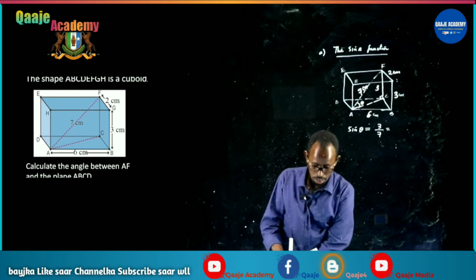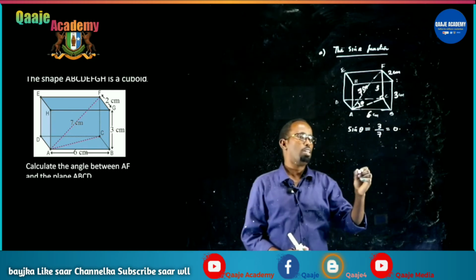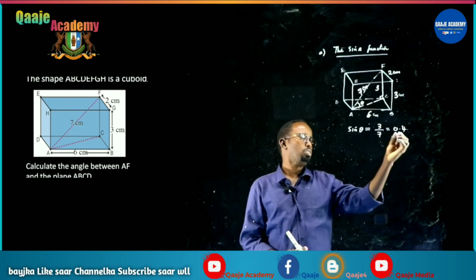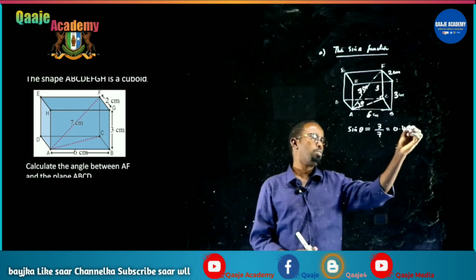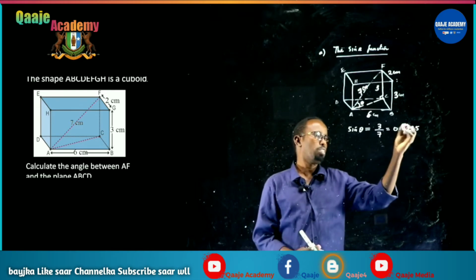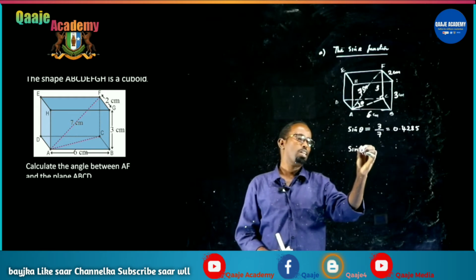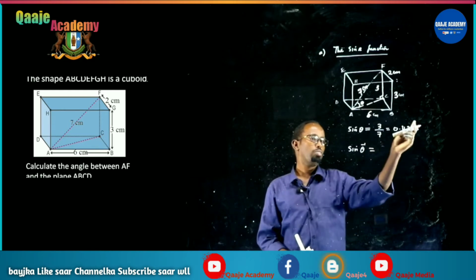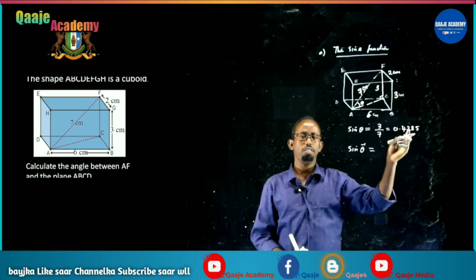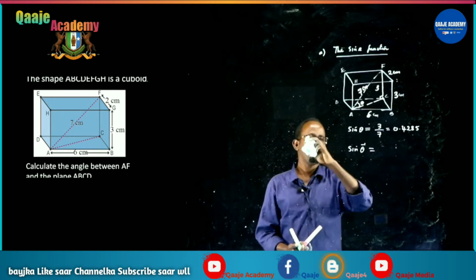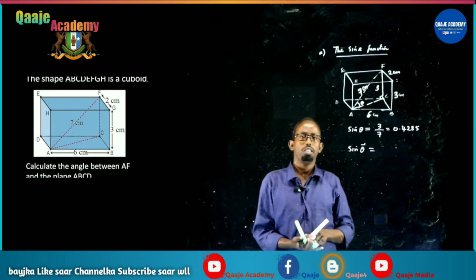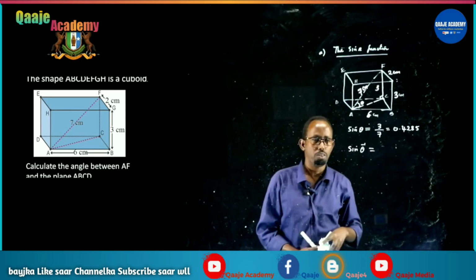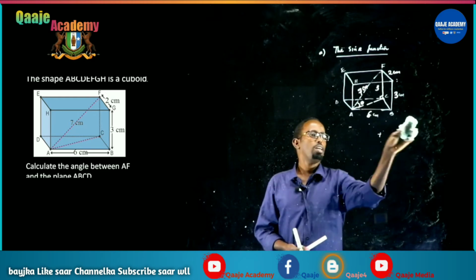So that is 3 divided by 7, which gives you 0.4285. Then you say sine theta will be equal to that. So the inverse of this will give the angle. Just use the calculator to find the inverse, which is the angle between AF and the plane ABCD. Use your calculator: you press shift sine, and then you write 0.4285, and then you get the angle.